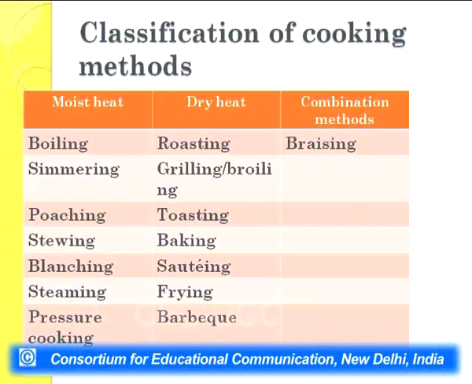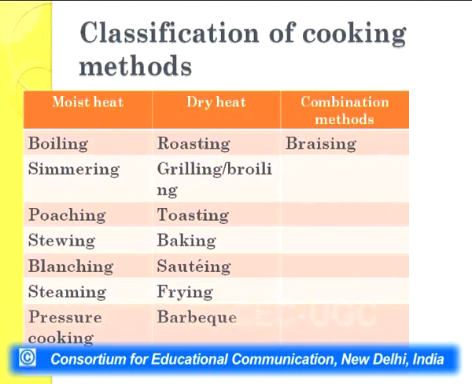Moist heat involves water and steam. Food can also be cooked by microwaves, and fat is used for cooking when we use fat, oil or butter in cooking. So cooking methods are classified as moist heat method, dry heat method, and combination methods, where we use both the methods. Moist heat methods include boiling, simmering, poaching, stewing, blanching, steaming, and pressure cooking. Dry heat includes roasting, grilling or broiling, toasting, baking, sauteing, frying, and barbecue. Sometimes we use both the methods, and it is known as braising. These are the major cooking methods.